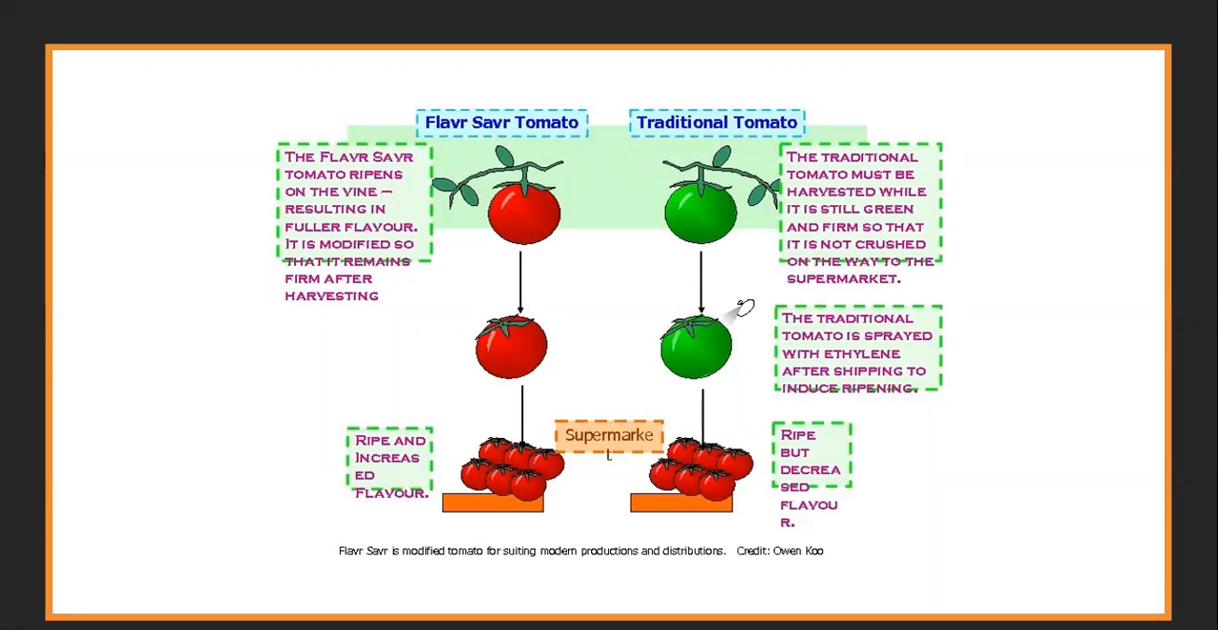So this is an example of antisense technology. It is used in the Flavr Savr tomato. So when it ripens, our tomato automatically turns red, and it becomes more ripe and increases the flavor. While in the traditional tomato, it is usually green before it becomes ripe and red. So traditionally, these tomatoes are sprayed with ethylene after shipping to induce ripening. So it becomes ripe but decreases the flavor.